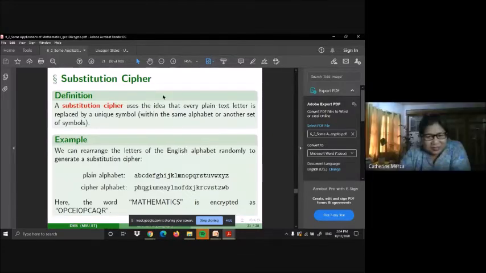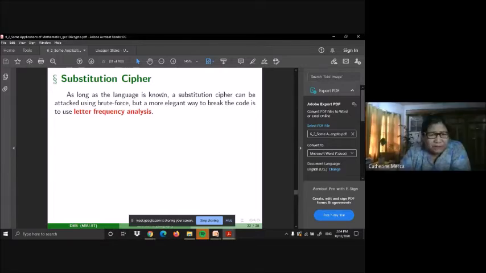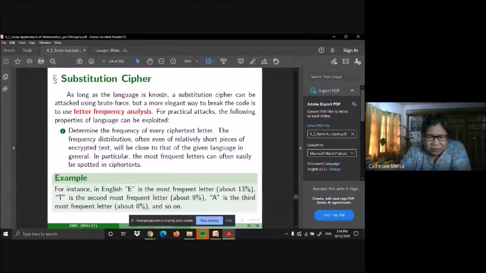So, mathematics is encrypted as such. We have what we call letter frequency analysis, which we use to decrypt the substitution cipher. Determine the frequency of every ciphertext letter. The frequency distribution, even of relatively short pieces of encrypted text, will be close to that of a given language. In English, the most frequent letter is about 13%.